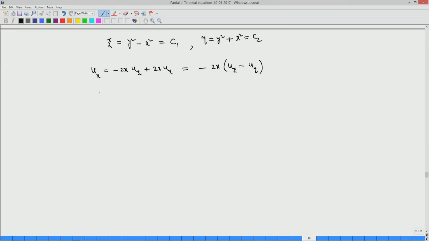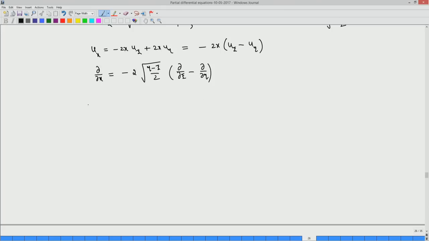Okay. So, this also gives me what is my dou x. Dou x is actually, so what is x? X you have to write in terms of xi and eta. So, what is x? X is the square root of eta minus xi by 2, that is x square. So, once you take the square root, that is your x. So, finally you get minus 2 square root of eta minus xi by 2 into dou xi minus dou eta. So, this is my dou x.